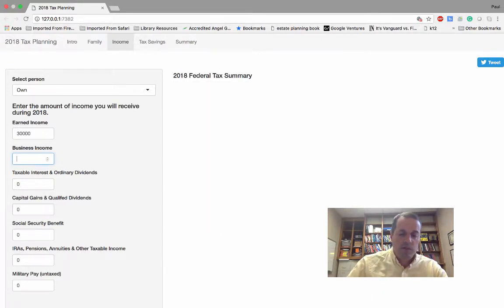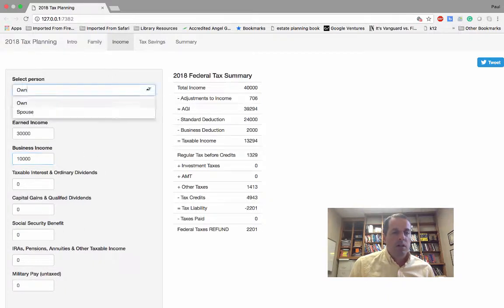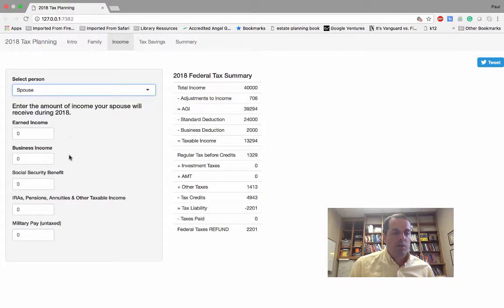And for each of these, some of them are not going to change, but let's suppose you have $10,000 of business income. The calculator includes the business tax credit. You might have some other of these. And then if you're married, you can do the same if your spouse also has some income.